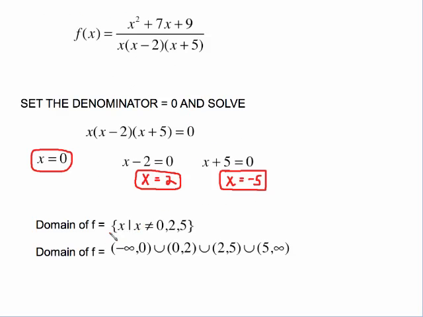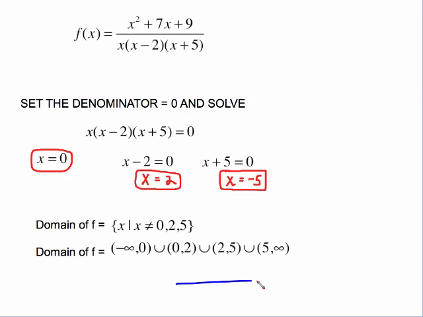So there's two ways for me to express a domain. One is to write it in set builder notation, which is really the easiest way, but some books require the interval notation down here. So the set builder notation is the set of all x such that x does not equal 0, 2, or 5. The other way to look at this is the interval notation.